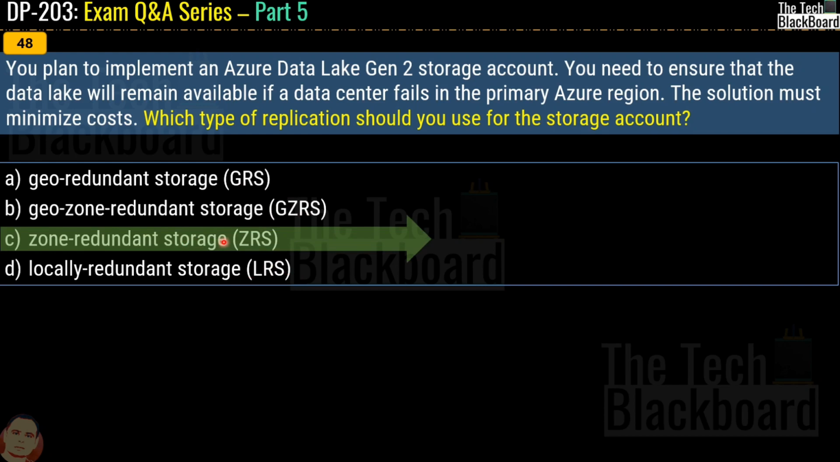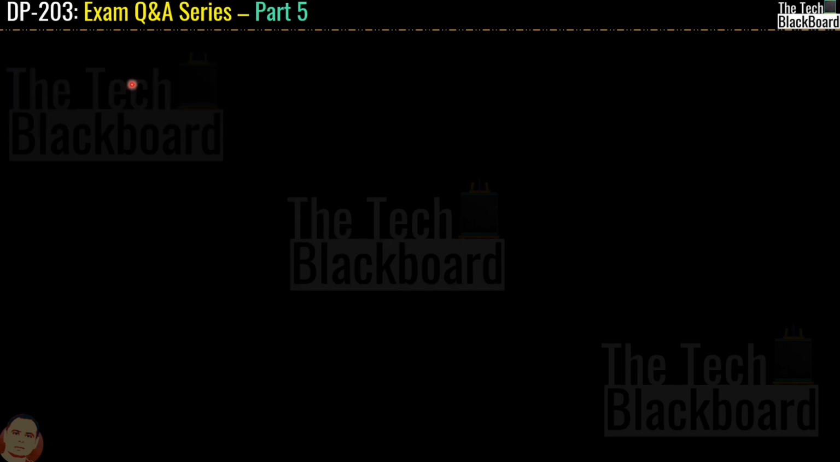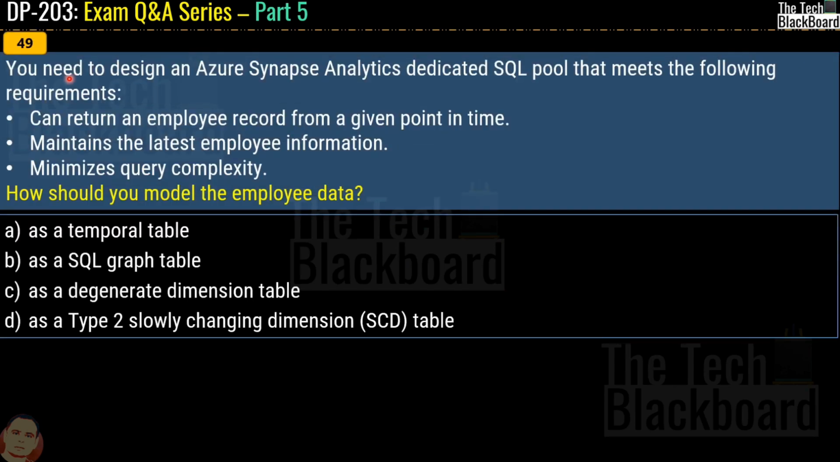You can refer to the same documentation that we used in question number 46 to read more about all these storage redundancy options. Now let's check out a different kind of question in question number 49. The question says that you need to design an Azure Synapse Analytics dedicated SQL pool that meets the following requirements. The first requirement is, can return an employee record from a given point in time. The second requirement is, maintains the latest employee information, and the third one is, minimizes query complexity. Then the question says, how should you model the employee data?